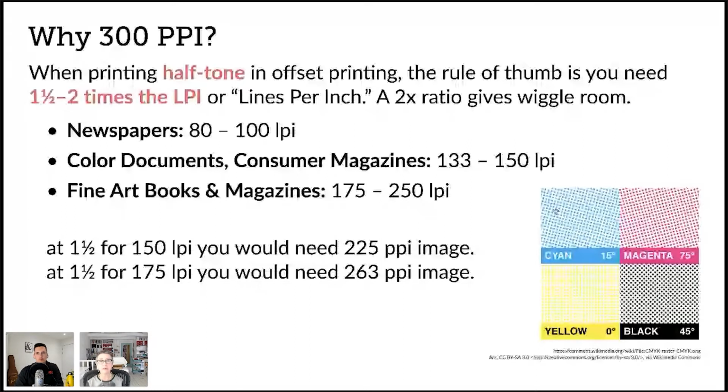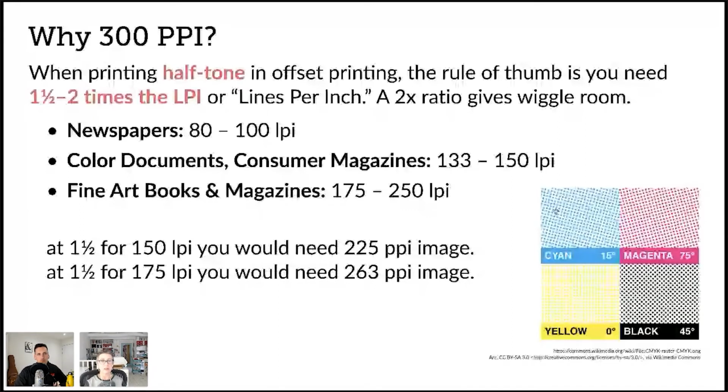And in offset printing, you use halftones that are measured in LPI, or lines per inch. And normally with newspapers, you print out at 80 to 100 LPI, lines per inch. Color documents, consumer magazines, catalogs and stuff are from 133 to 150. Fine art books and magazines are 175 to 250. But you don't get up there very often. That's like really fine art books.